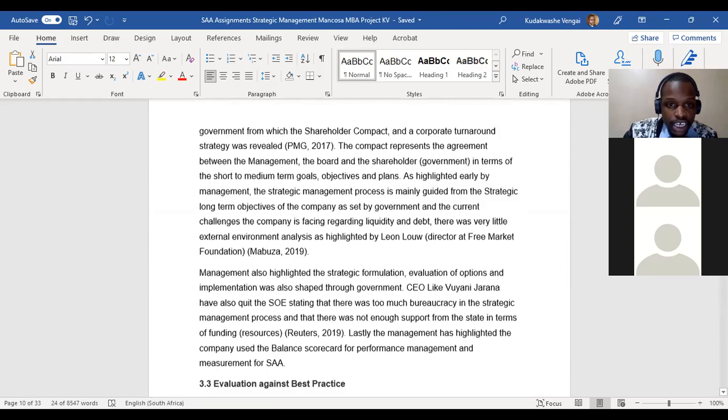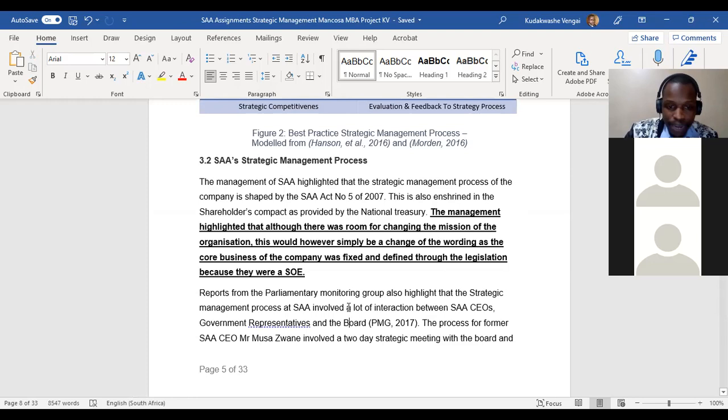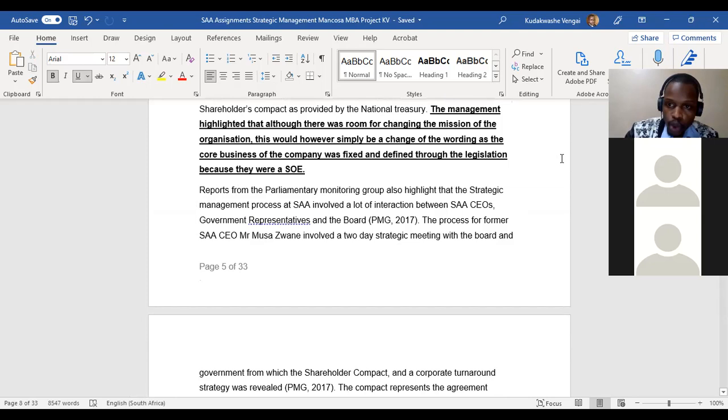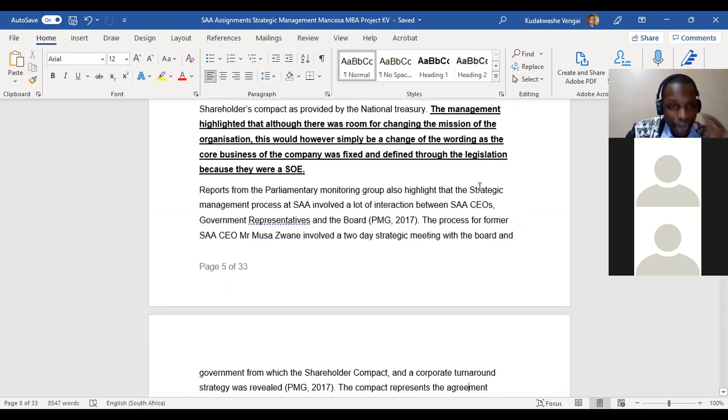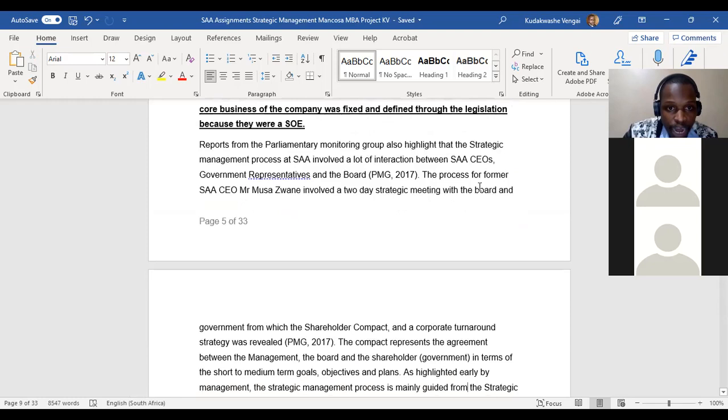All right. So let's go to the next one. That's the first one. Then the second part over here, so this is part A. Remember, I said we have three sections. We have section one, best practice, which shows us the actual process that should happen. Part two, the strategic management process at the company that we've chosen. And then part three, the evaluation. So I'm here on part two, going through the company.